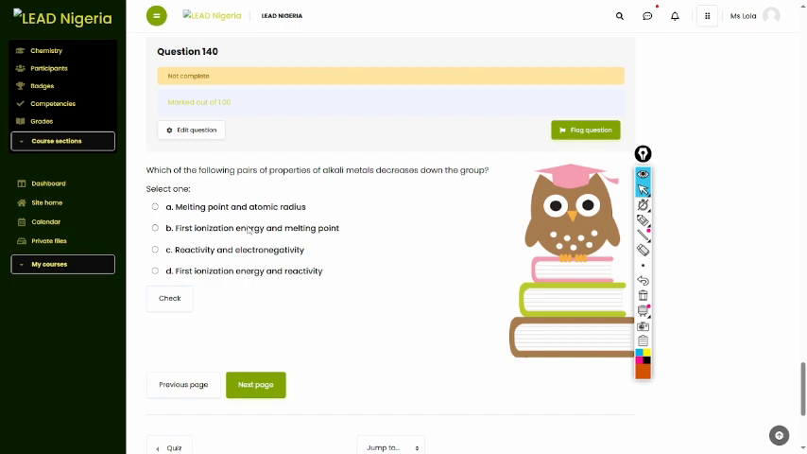So it's not A. So the first ionization energy decreases as you're going down the group, and so does the melting point. Now the reactivity of group 1 elements increases as you're going down the group, because it becomes easier for them to lose electrons, and their reactivity is defined by the ease with which they lose electrons. Now the electronegativity increases across the period and decreases down the group. So reactivity increases but electronegativity decreases, so it's not this pair. Now for the last one, first ionization energy decreases down the group, but the reactivity increases. So the correct answer is B.